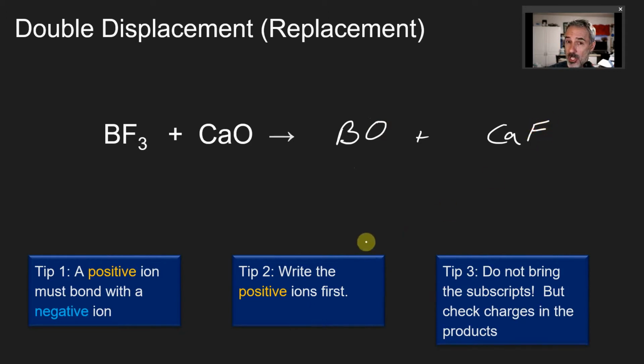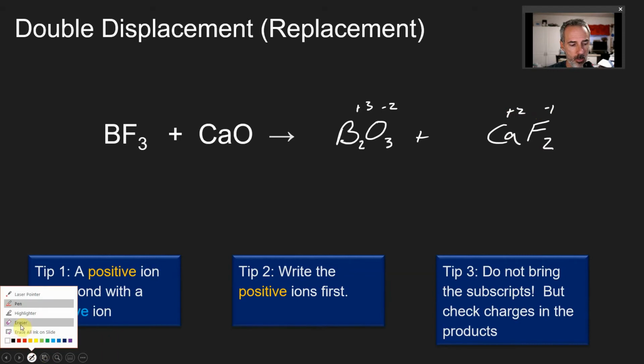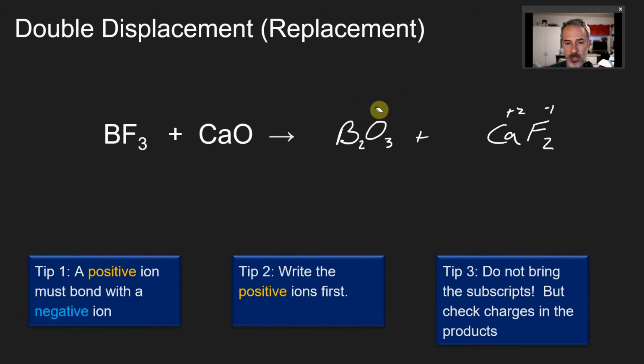Very good. I want you to check their charges. What should I write down for the formula for boron oxide? Well, this is +3. That's -2. And so I'm going to need 2 of these, and I'm going to need 3 of those. And then what's the formula for calcium fluoride? CaF2. That's exactly right, because this was +2, that's -1. We clearly needed 2 of those, and we are done after we erase these charges.